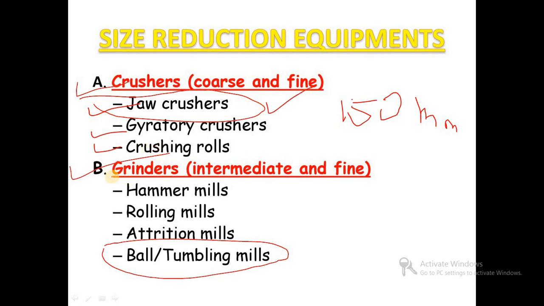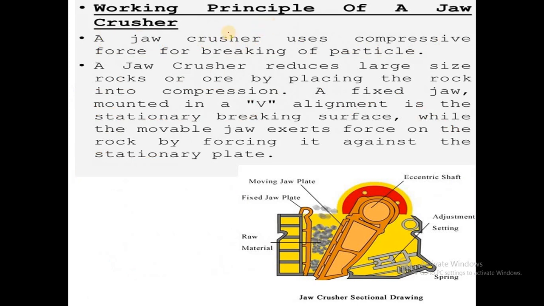The second technique is a grinder, in which we get intermediate and fine particles. And there are four techniques: hammer mills, rolling mills, attrition mills, and lastly ball and tumbling mills. But in this unit operation unit we will see only the jaw crusher and ball mill techniques. So we will see details about the jaw crusher.